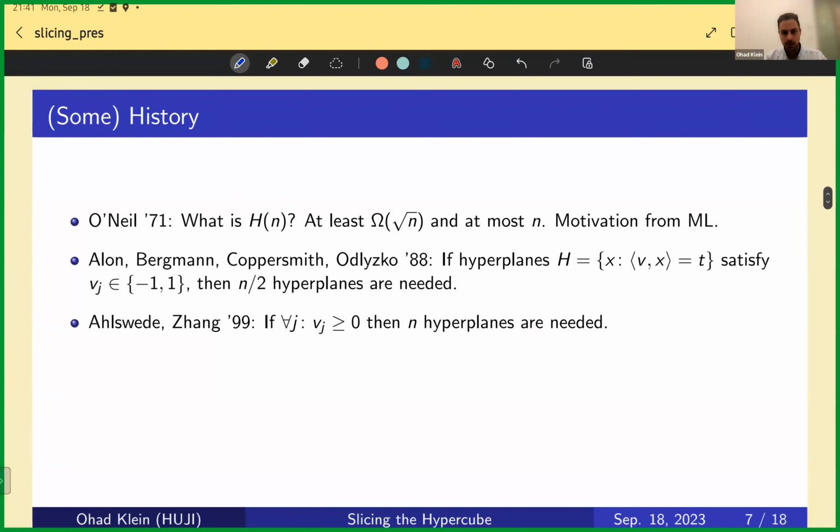Later it was shown that if the hyperplanes have the form that every hyperplane has all the coefficients either positive or negative, then also we need n hyperplanes. So we allow only these kinds of hyperplanes, and we do not allow this kind of hyperplanes.